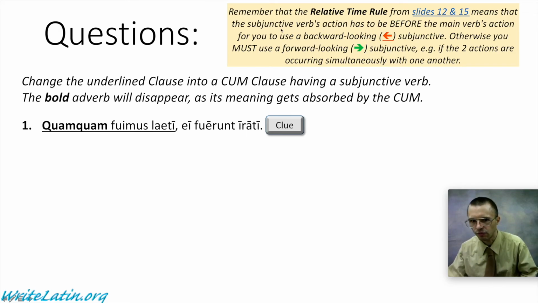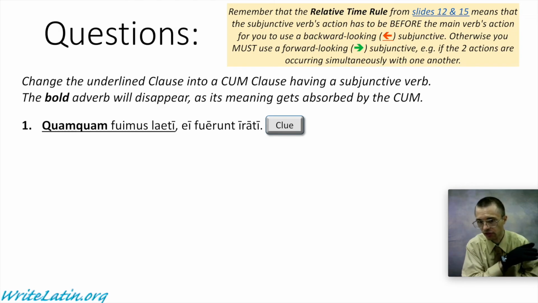Remember, the subjunctive verb's action has to be before the main verb's action for you to use that backward-looking subjunctive. Anywhere else, if it's like at the same time as the main verb or later than the main verb, you're going to use a forward-looking subjunctive. So pay attention to what the relationship is between the main verb and the subjunctive verb. So although we were happy, they were angry. The main verb is "were," and the subjunctive verb is "were." Same time, this means that you're going to be using the forward-looking one, because you have to have earlier to use the backward-looking one.